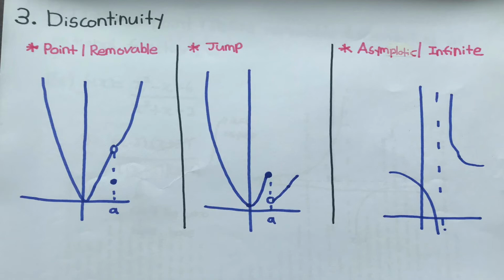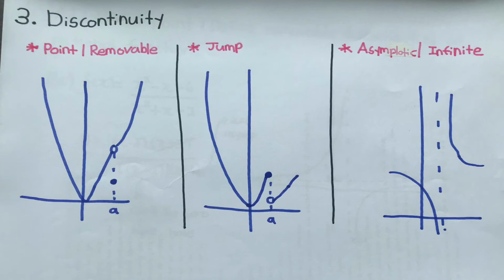Second is jump discontinuity. If you look at the second graph and trace it, we see that once we get to x equals a, we see a distortion of the graph. In this case, the limit value does not exist because the left-hand limit and the right-hand limit are different. If the graph is making a jump at a point, you can easily identify it as a jump discontinuity.